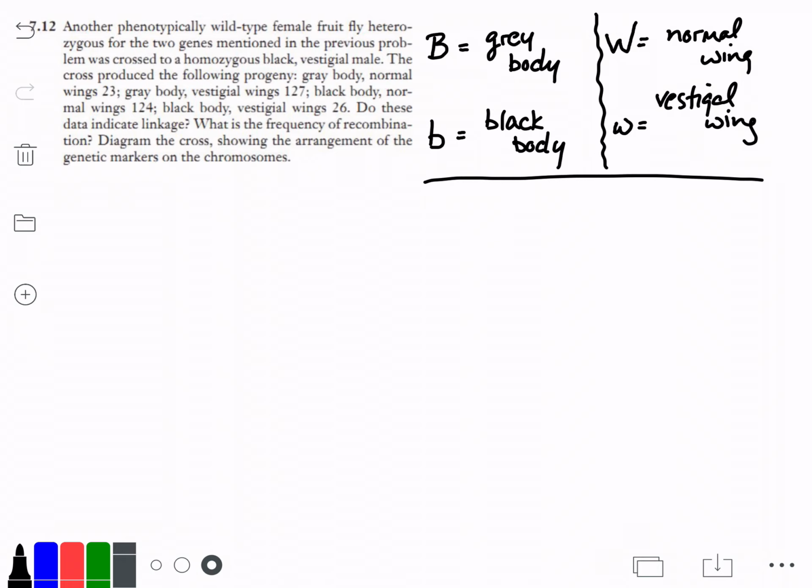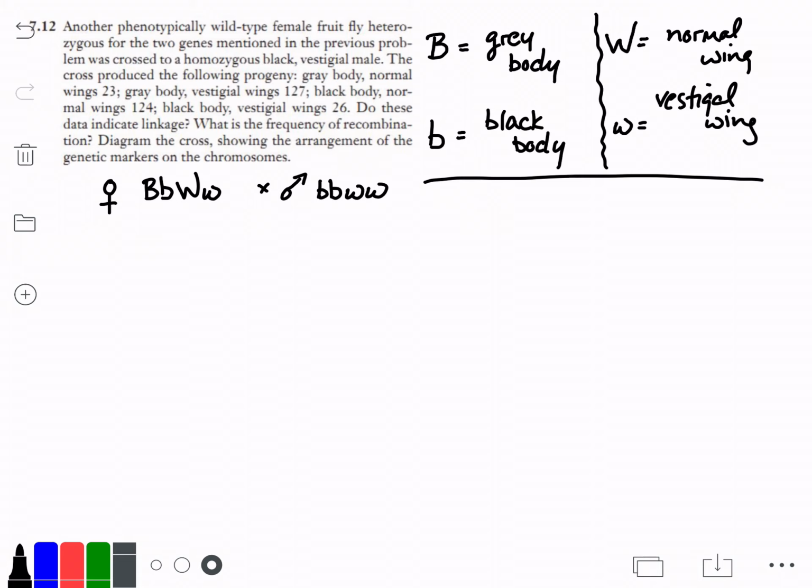Now they tell us in this problem that we have a phenotypically wild type female fruit fly. She's heterozygous for both genes, so we could say off the top that our female is heterozygous for body type and for wing type. And she's crossed with a male that is homozygous black, homozygous vestigial. This would be a test cross, and that's why these sorts of problems are called two-point test crosses. We always have the experimental individual on one side and a completely recessive individual for the traits we're looking at on the other.